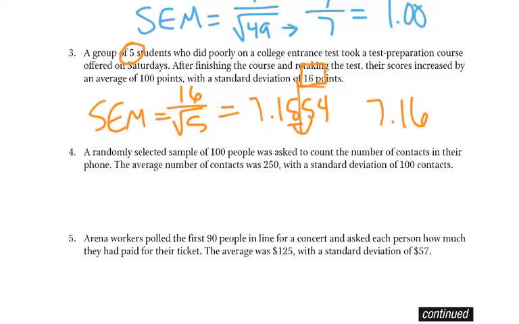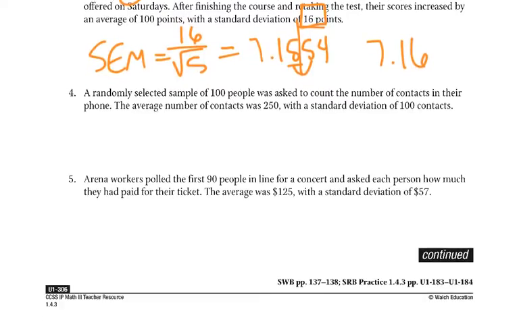Alright, so number 4. A randomly selected sample of 100 people was asked to count the number of contacts in their phone. The average number of contacts was 250 with a standard deviation of 100 contacts. Ooh, that's quite the range, huh?